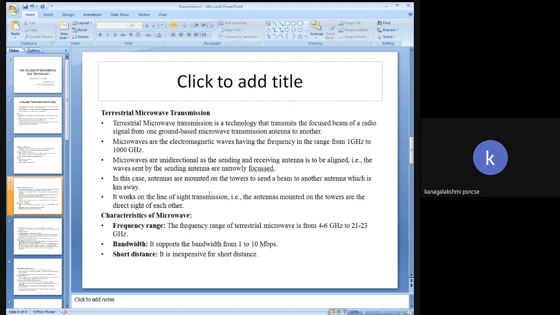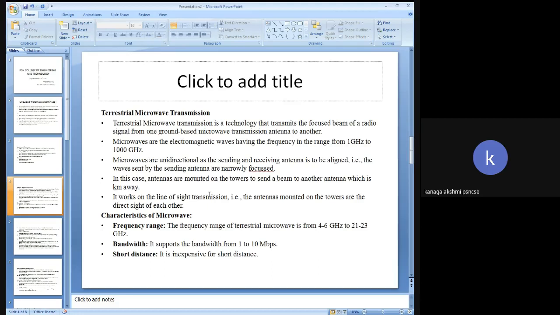So next, what are the characteristics of microwave? The first one is frequency range, next is bandwidth, and short distance. Frequency range for terrestrial microwave transmission is from 4 to 6 gigahertz to 21 to 23 gigahertz. Bandwidth is from 1 to 10 Mbps.